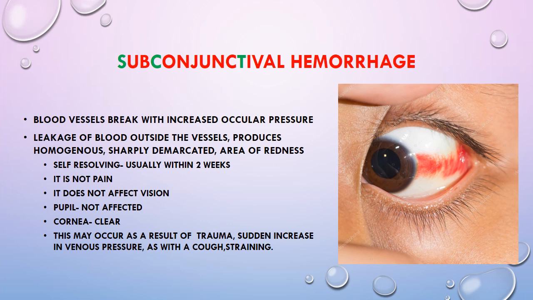The cornea is still clear, even though you can see the sharply demarcated area of redness, but it's still clear if you look at the cornea. And also the pupil is not affected. So it's caused by what? Sudden increase in venous pressure, which is as a result of straining, coughing, sneezing. Just remember the letters I highlighted. S can be sneezing, S can be straining, C can be coughing, T can be trauma. Those are the reasons that led to this.